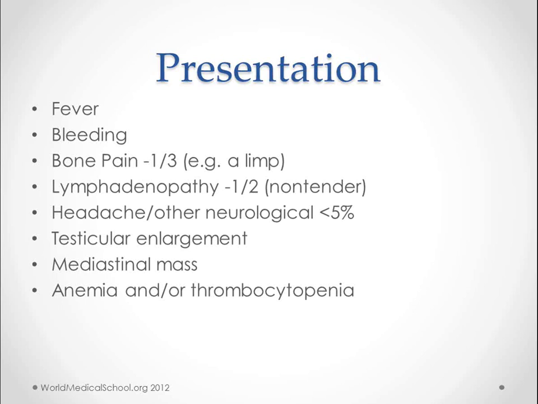So fever and bleeding are also things to watch out for. Testicular enlargement is a little bit less common, but it still happens. Mediastinal mass, and then almost all of these have an anemia or thrombocytopenia, and this is due in part to what we were talking about, crowding out the normal healthy cells, so you don't get the thrombocytes forming, you don't get the red blood cells forming as well.